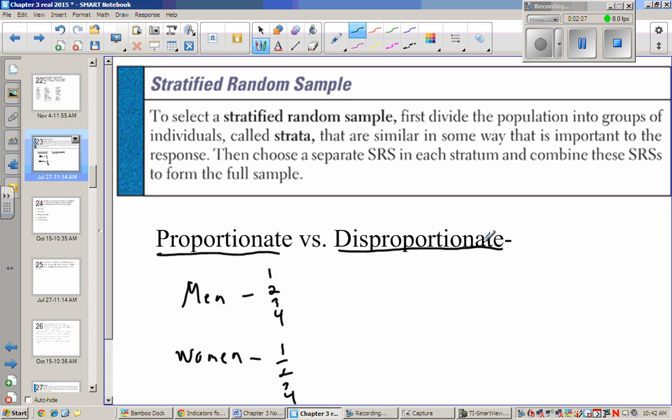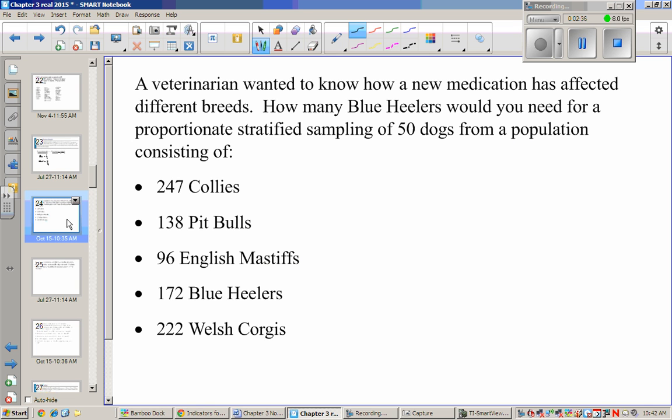Another place where you see disproportionate stratified samples is by race. Maybe there's some races that aren't very represented, like Native Americans in our school, and you want to give them a voice, so you might select 10 people from our population, even though that's not proportionate, it doesn't make sense. So let's look at a question.